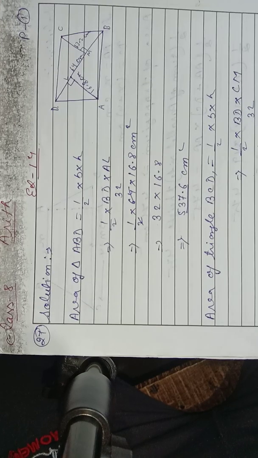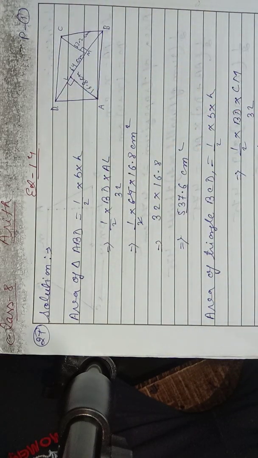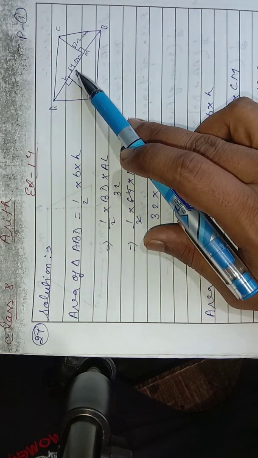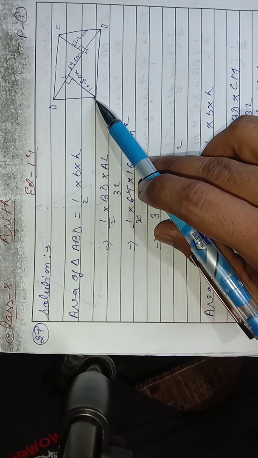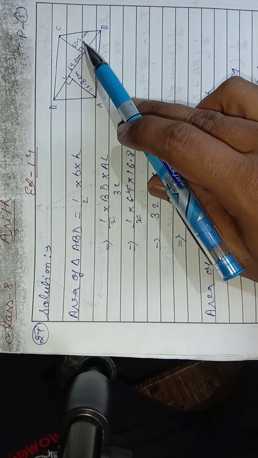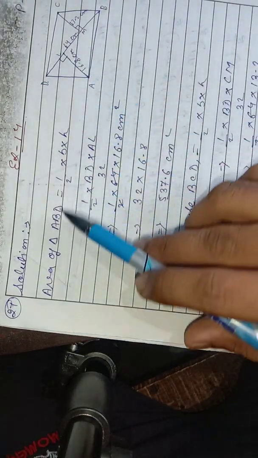Class 8 Arithmetic Exercise 14 from question number 27. Figure is given here. ABCD is a quadrilateral in which the diagonal BD we have got 24 centimeter. Then this AL we have got 16.8 and CM as 13.3. So what type of triangle is it?